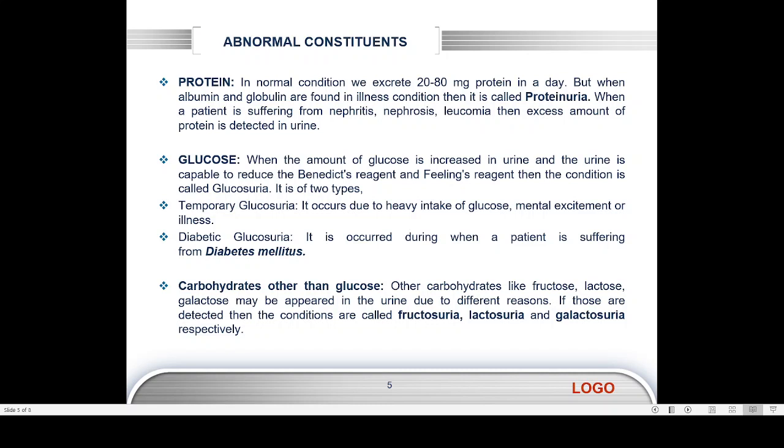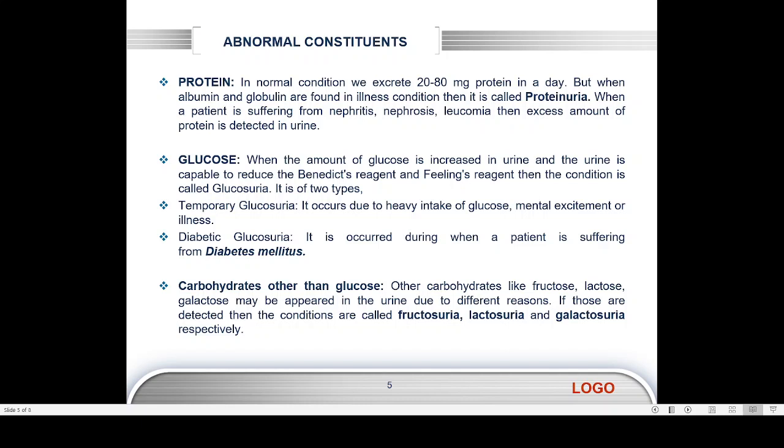So diabetic glucosuria is a disease situation in which a person has diabetes and his blood has a more than normal level of glucose. The extra glucose will be eliminated from the body in the form of urine, and that situation is known by the name diabetic glucosuria.